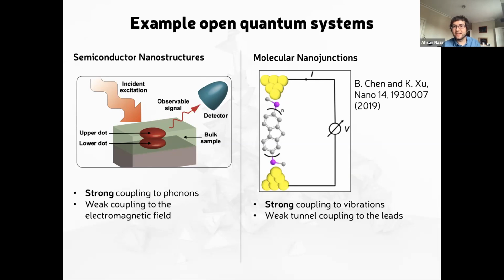On the right-hand side, there's a schematic of a molecular nanojunction. And in a similar way now, we've got strong coupling to the vibrations. So these could be the molecular vibrations, for example, or if the central region was some kind of quantum dot, it could again be coupling to bulk phonons of some sample. And here we'll consider weak tunnel coupling to fermionic leads. So there's a current potentially flowing through the system, but an influence of strong vibrational couplings simultaneously as well.